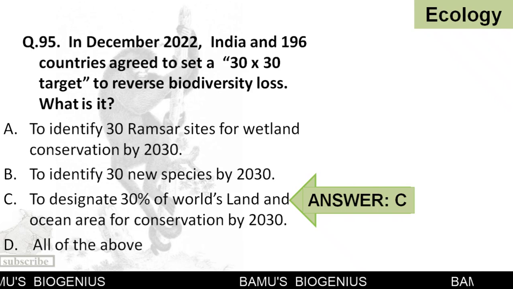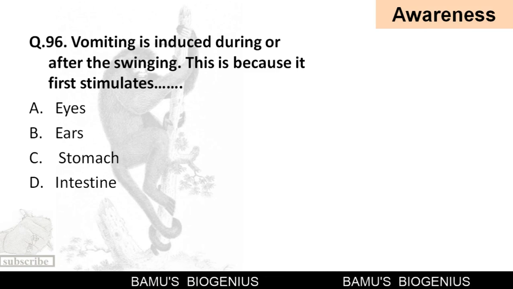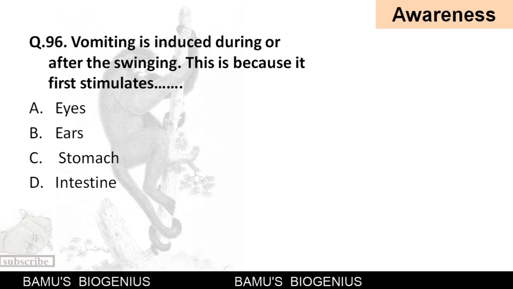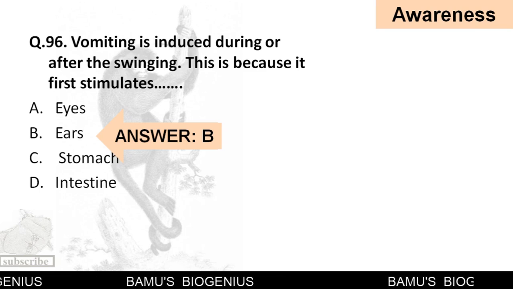Then question number 96. Vomiting is induced during or after the swinging. This is because it first stimulates eyes, ears, stomach, intestine. The answer is ears, answer is B. So we know that the balancing organ is ears.